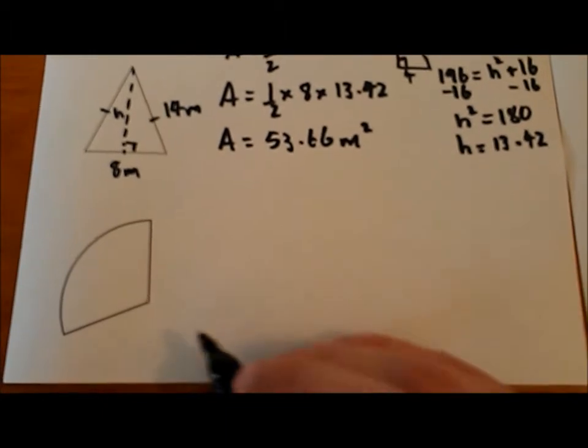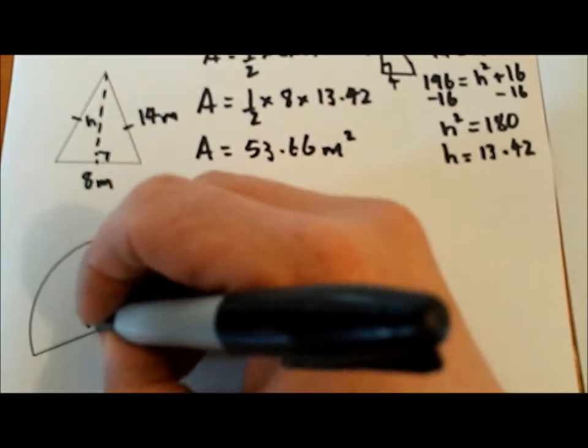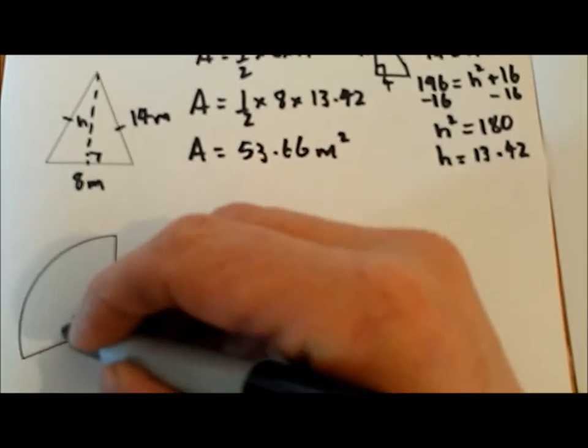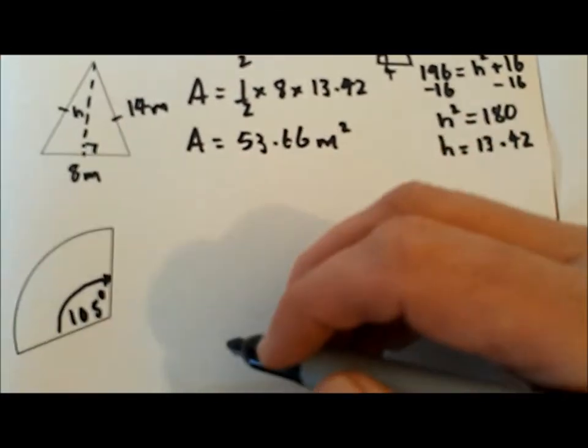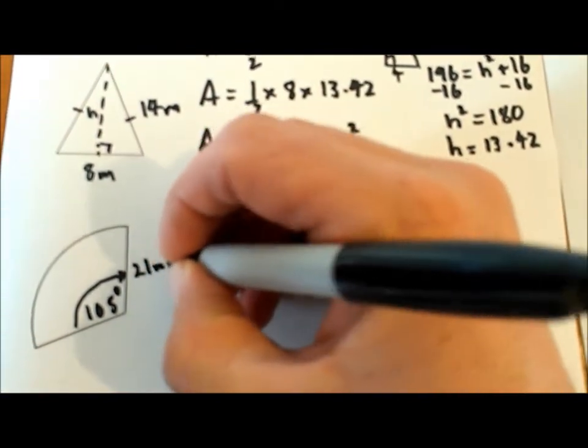Here we go, another shape. One that's a little bit more recent, I guess, for you, but this is a sector of a circle. So for a sector of a circle, you need to know the angle in there. There it is, 105 degrees. And you'll need to know what the radius is. So we'll say it's 21 millimetres.